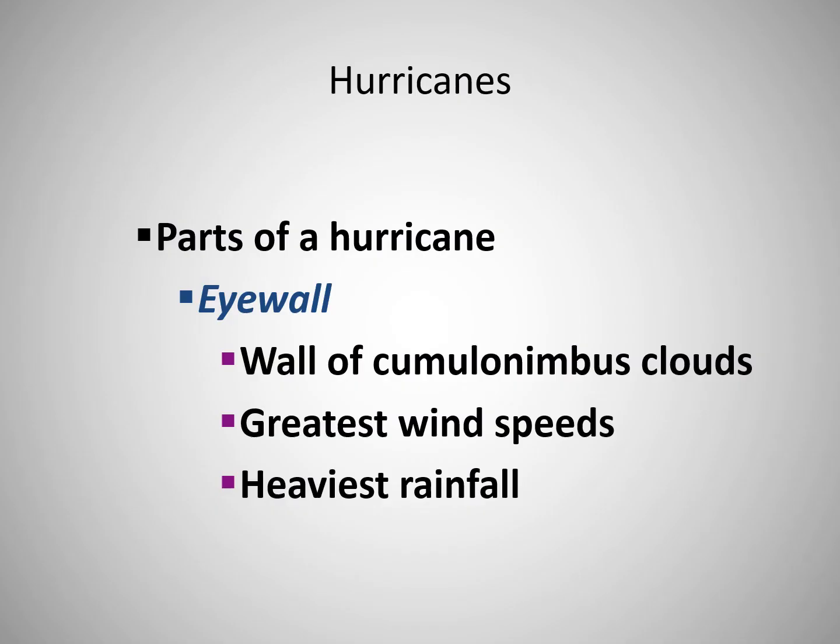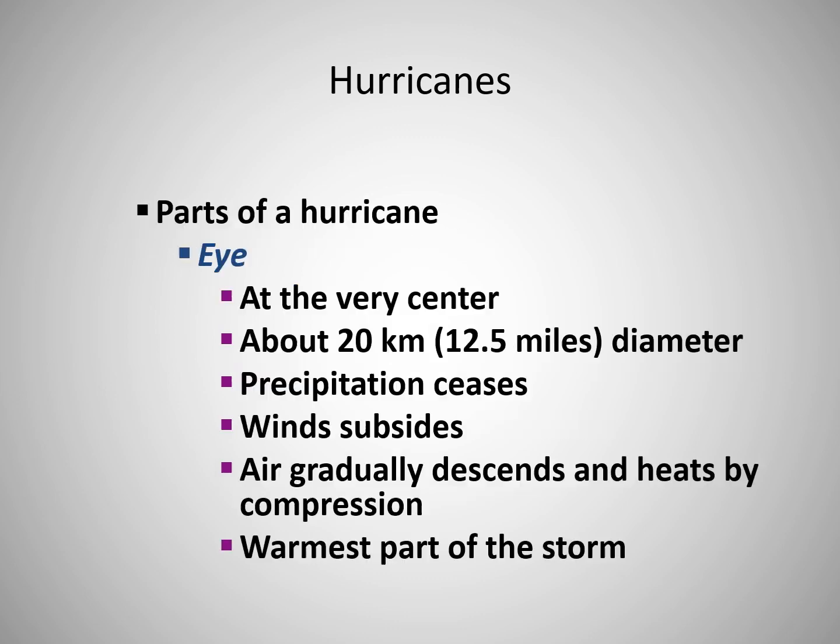Here you go. Let's write these down. Here it is officially. So the eye wall. This is where you have your greatest wind speeds. This is where you have your heaviest rainfall. It is a wall of cumulonimbus clouds. The eye wall is the worst part of the storm to be in. You may need to pause here to get it written down.